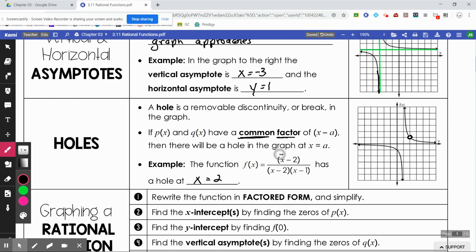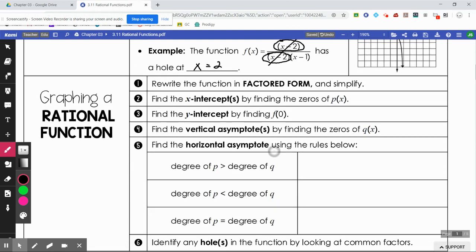Now, how did you know that? If p of x and q of x have a common factor, x minus a, then there's going to be a hole at x equals a. So this has a hole at 2, which you can see over here in the graph. Now, why do we call this removable discontinuity? Hopefully it's very evident. That's why they call it removable discontinuity, because you could actually remove that discontinuity. If you were to graph just this without the x minus 2's, it'd be the exact same graph with no hole in it.